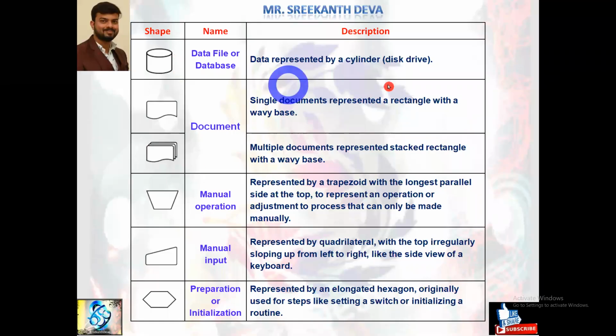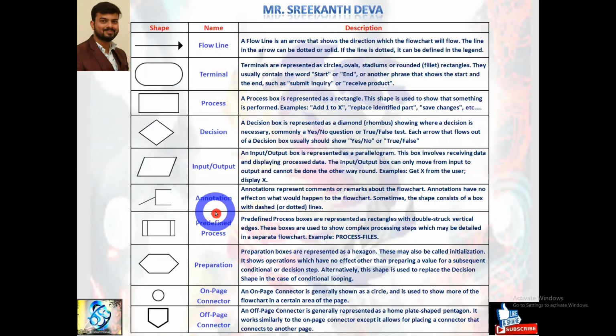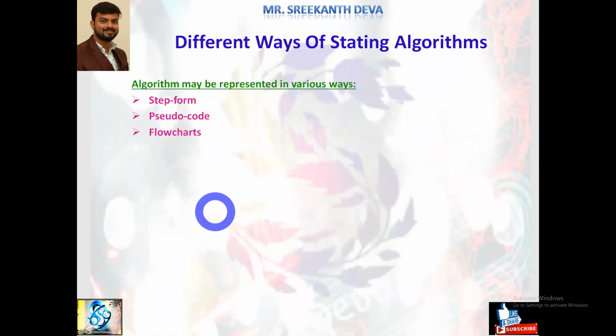These are all the various symbols used for flowchart representation, like diagrammatical, visual or pictorial representations. These symbols are used to construct flowcharts. Okay. The next type: generally these algorithms are stated or represented in three different forms called step form, pseudocode and flowchart.